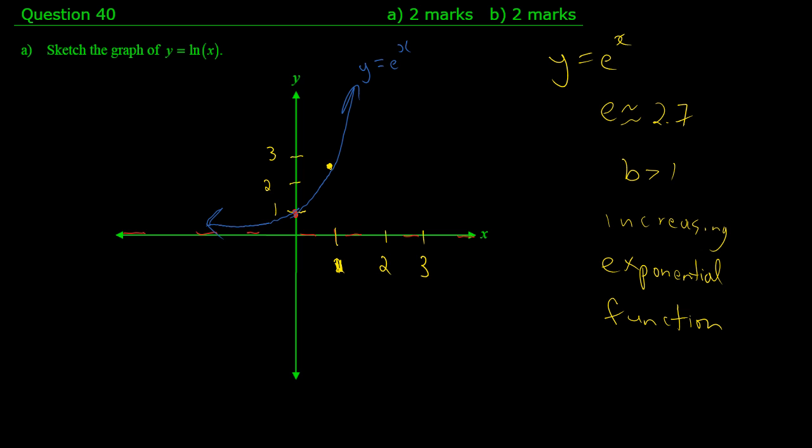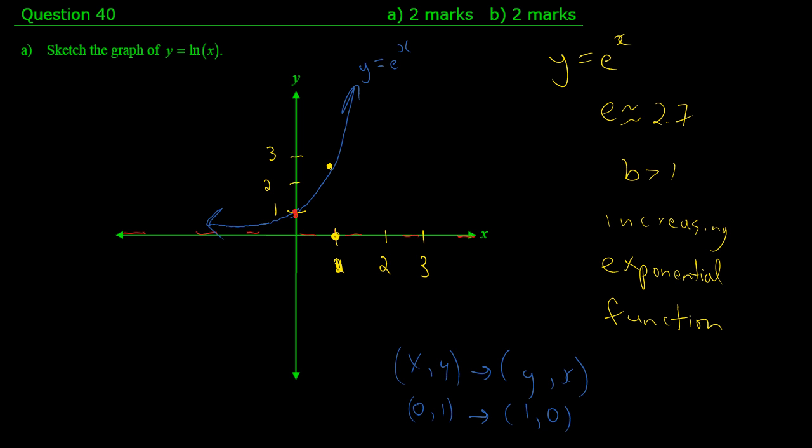Now, how is natural log and e similar? Well, natural log has a base of e, and they are inverses of one another. So we know an inverse is a reflection in the line y equals x. And we also know in an inverse, any point x comma y will become y comma x. So if I take, for example, the point 0 comma 1, that's going to become 1, 0. So 1, 0 is an important point.